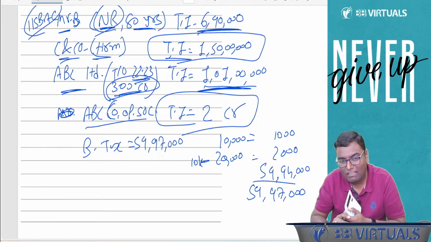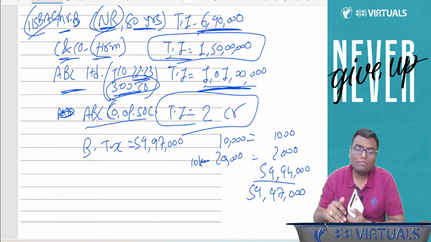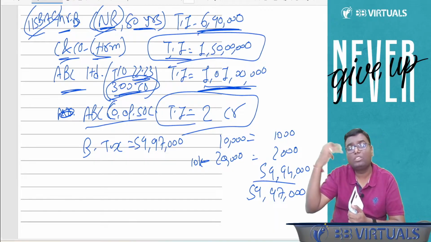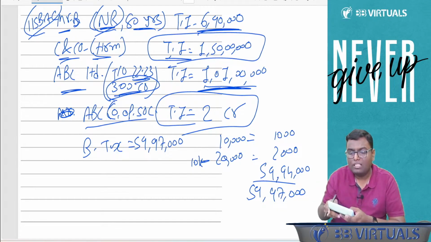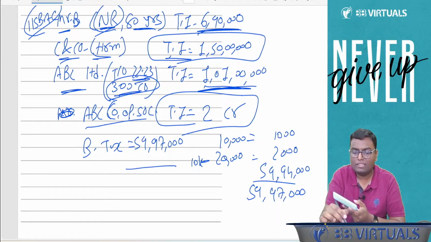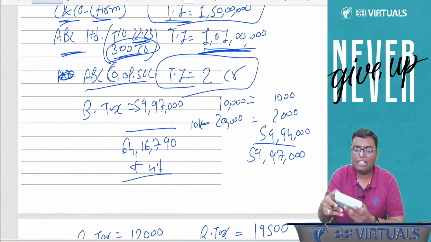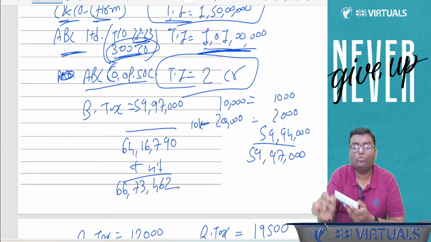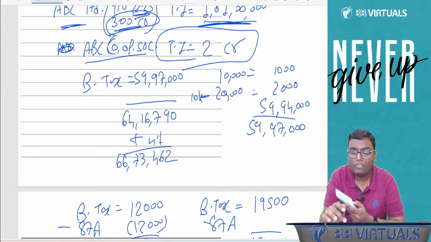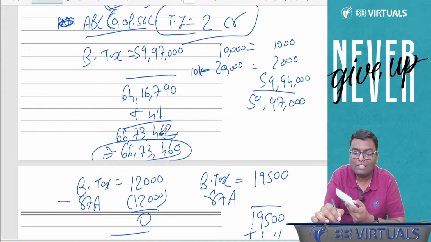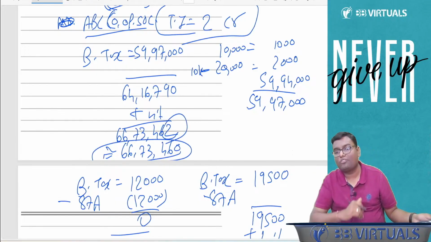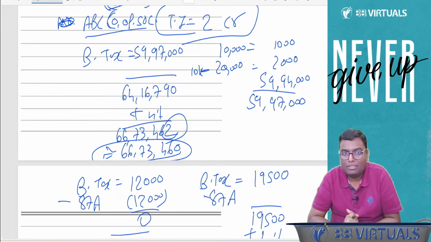For a cooperative society, what is the rate of surcharge? If income is more than 1 crore, 7%. And if it is more than 10 crore, 12%. Here it is more than 1 crore. So the rate of surcharge will be 7%. 59 lakh 97,000 plus 7%. That comes to 64 lakh 16,790. And ultimately, I will add 4% health and education cess. That comes to 66 lakh 73,462.6. This will be rounded off to 66 lakh 73,460 because the last digit is not 2. It will be rounded off. Are you understanding this, people?